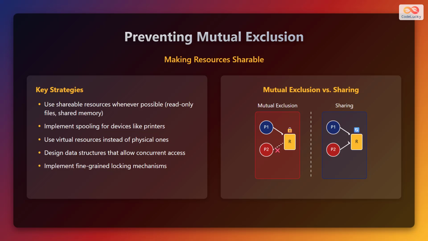Designing data structures to allow concurrent access can minimize the need for exclusive locks. Implementing fine-grained locking mechanisms, such as record-level locking in databases, can reduce contention and allow multiple processes to access different parts of the same resource concurrently.